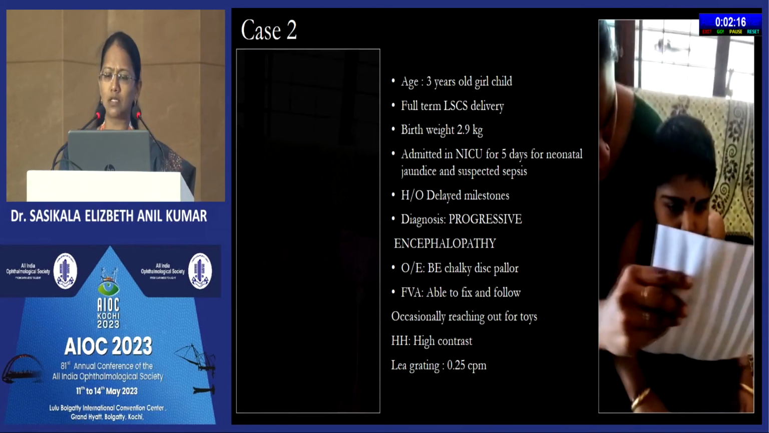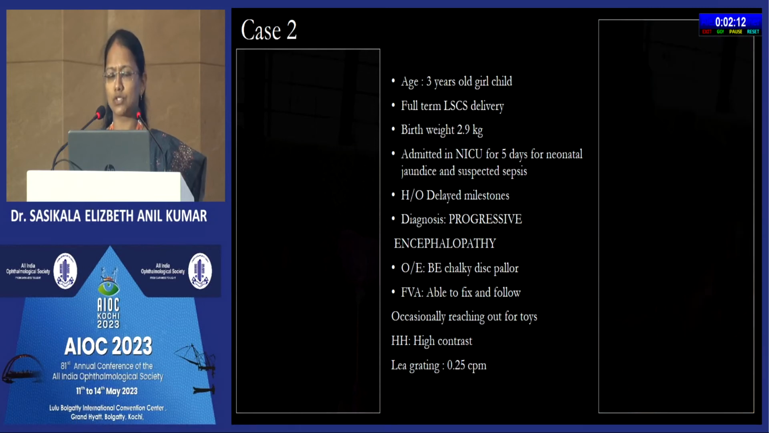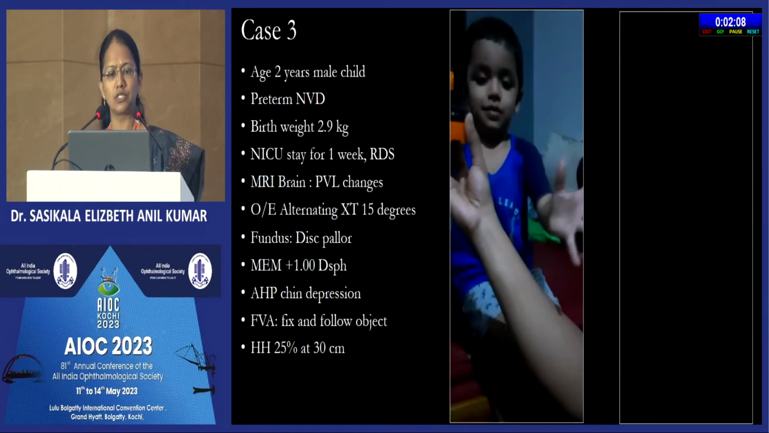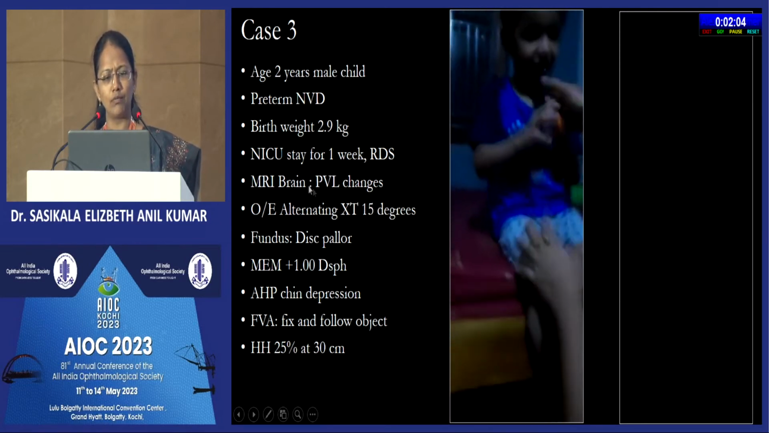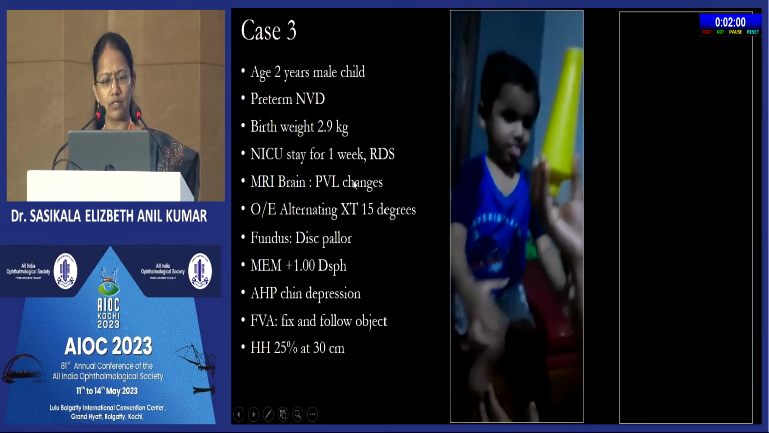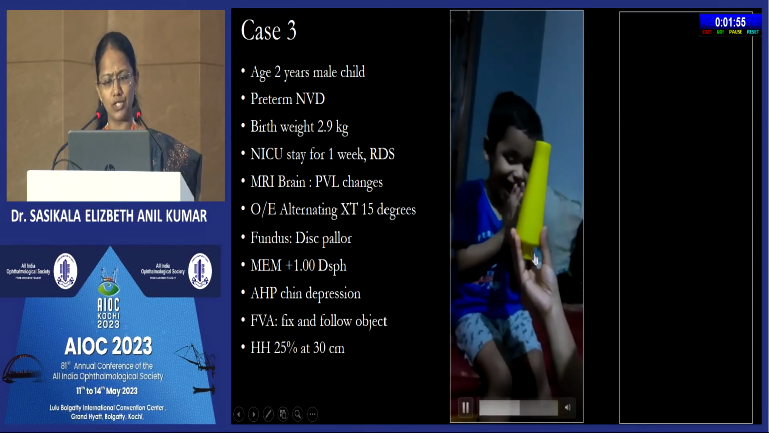Sometimes in such children, there is a little bit of frustration from the parent side when they show slower improvement, but as clinicians, we should be able to encourage them to continue therapy. This child was brought at 2 years of age with respiratory distress. His MRI showed PVL changes, alternating exotropia. Fundus showed disc pallor. Parents were able to initiate therapy at home.